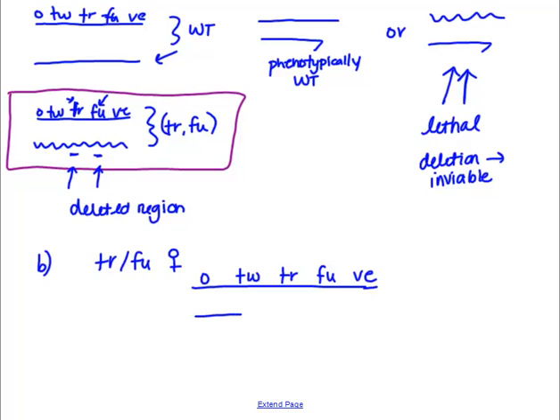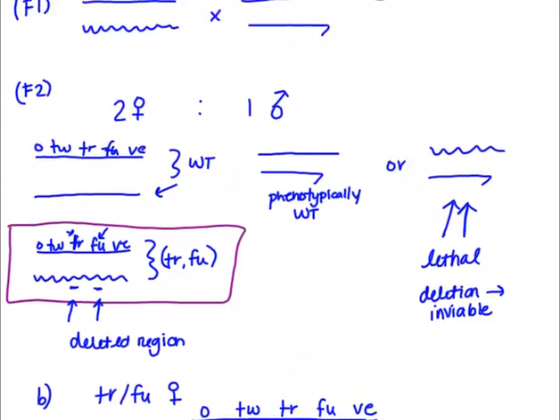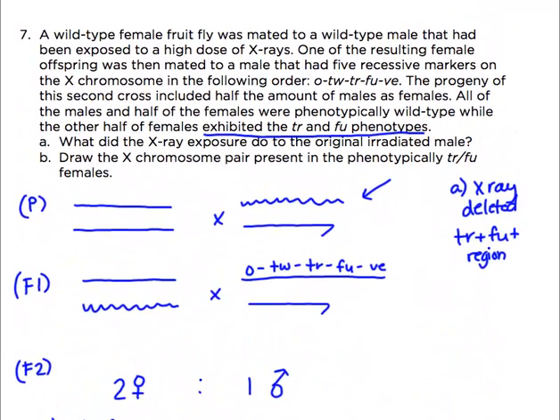Because there's a deleted region, it's going to be shorter. And it has O plus for wild type, TW plus for wild type, and VE plus for wild type. Remember that the TR-FU region was actually deleted, so this extra X chromosome that they have is going to be shorter. Okay, so that completes this question, and I'll see you at the next problem solving session.